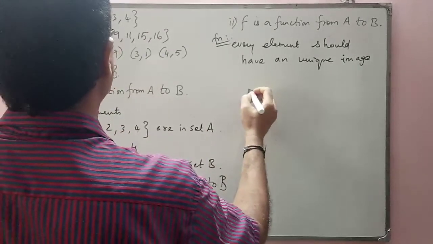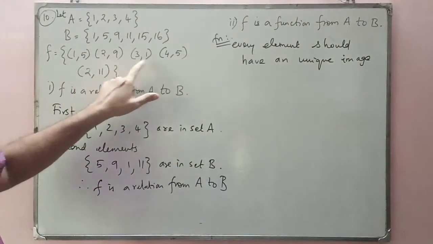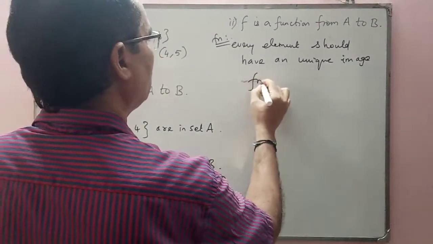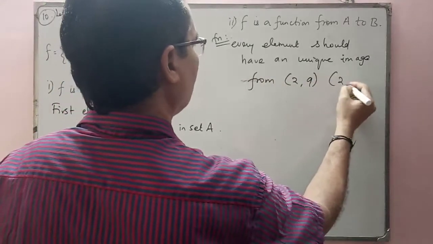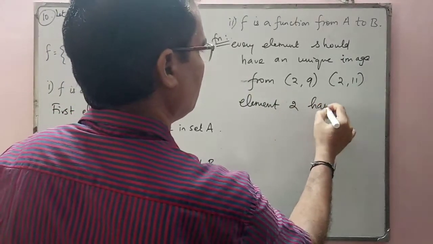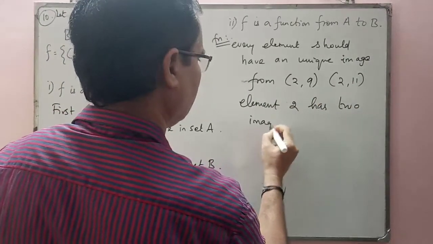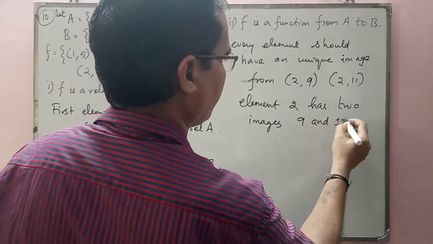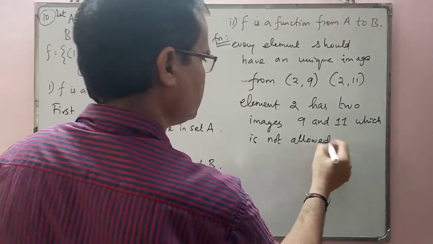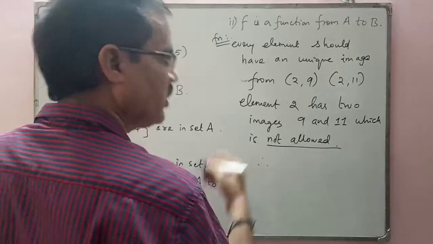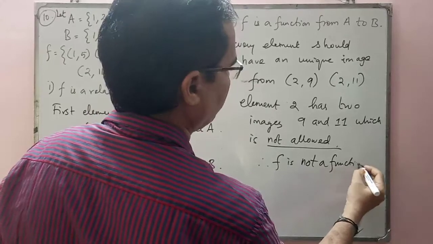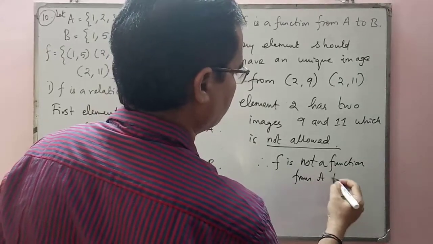(1, 5), (2, 9), (3, 1), (4, 2), (2, 11). So you can see the ordered pairs (2, 9) and (2, 11). What do you understand? The element 2 has two images, 9 and 11, which is not allowed. Therefore, F is not a function from A to B.